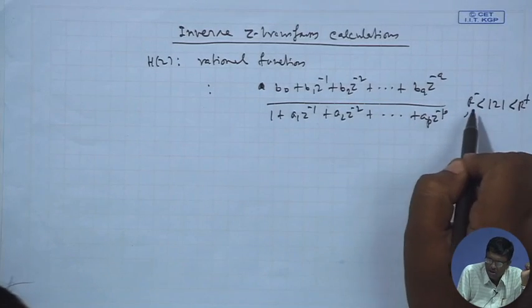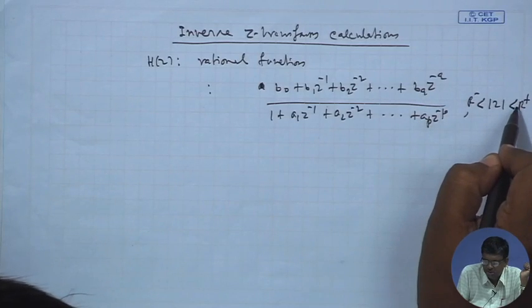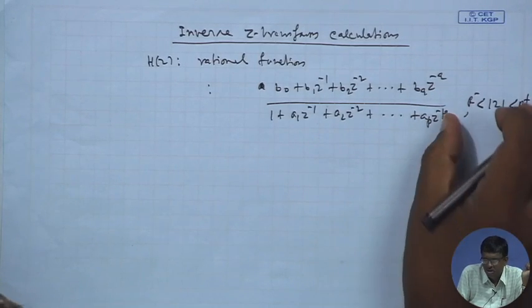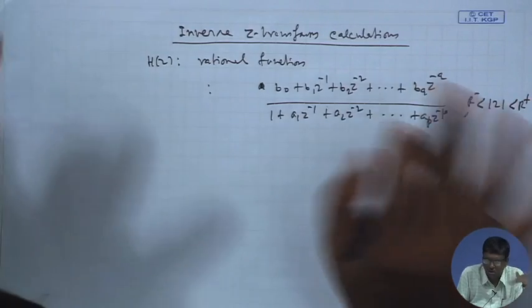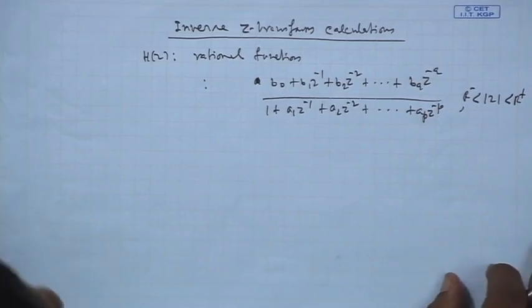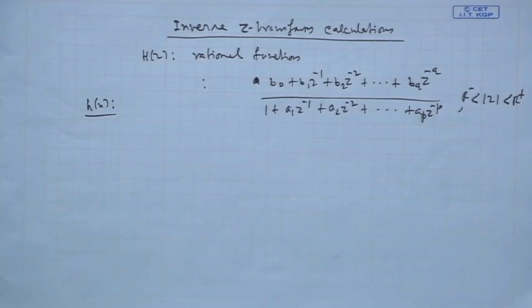R plus can be infinity, so it is outside a circle, causal. R plus can be finite, but R minus can be 0, so it is inside a circle, or otherwise both are finite, so it is both sided. All those possibilities are there, but this is your H(Z). How to find out h(n)? There is a question that we will get by inverse Z transform.